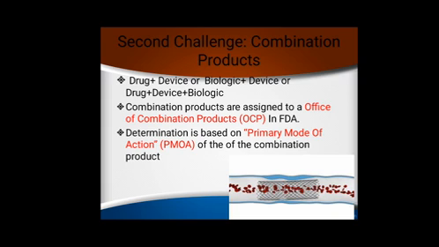The second issue or challenge that manufacturers usually face is related to combination products. Maybe it is difficult to determine whether a combination product is a medical device based on the mentioned definitions. At first, let's explain more about combination products. A combination product is a product composed of any combination of a device and biological or drug products, such as drug plus device, or biologic plus device, or drug plus device plus biologic.